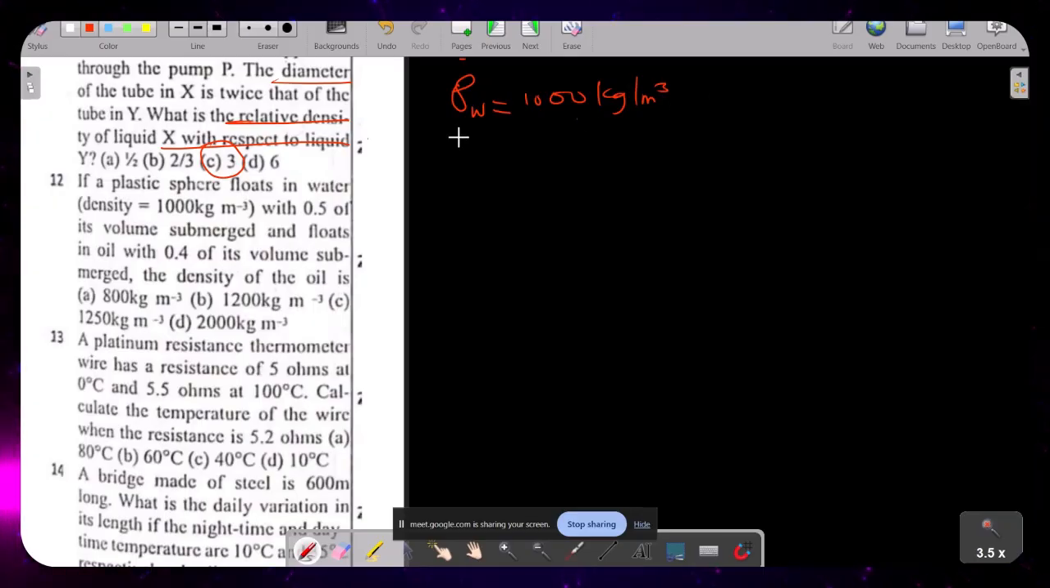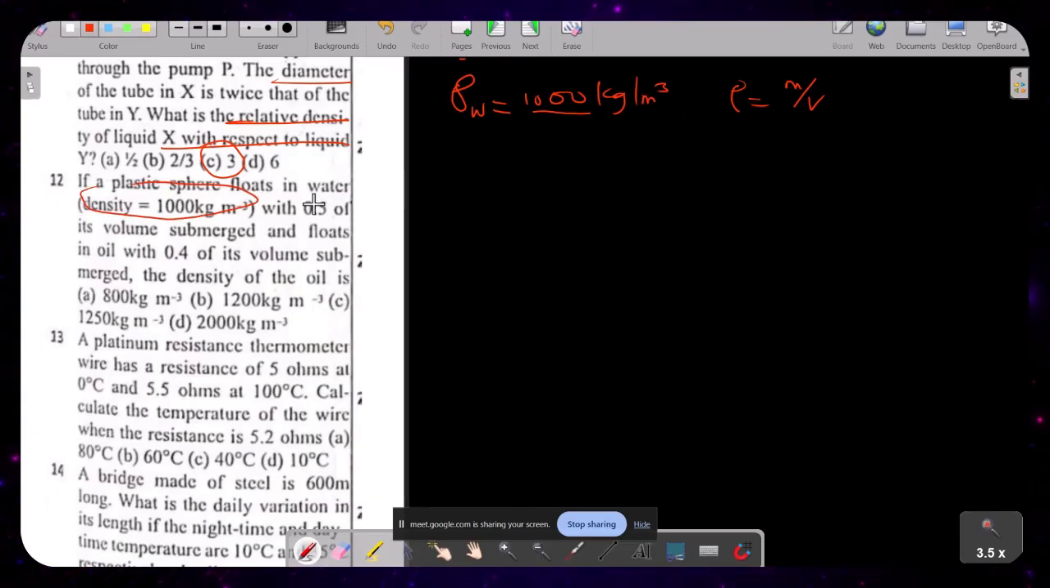What is the formula for density? Density is given as what? Mass over volume. That's the formula for density. So now they say that the density of water, that's why you have it as kilogram per meter cube, is 1000 kilogram per meter cube. That's the density of water.